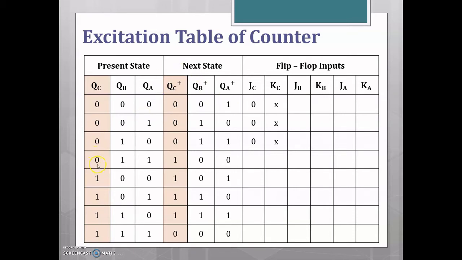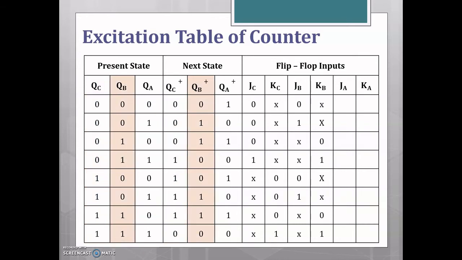For the present state 0 and the next state 1, the input J is 1 and K is don't care. For present state 1 and next state 1, J is don't care and K is 0. And for present state 1 and next state 0, J is don't care and K is 1. Similarly, fill the excitation table for the other flip-flops.